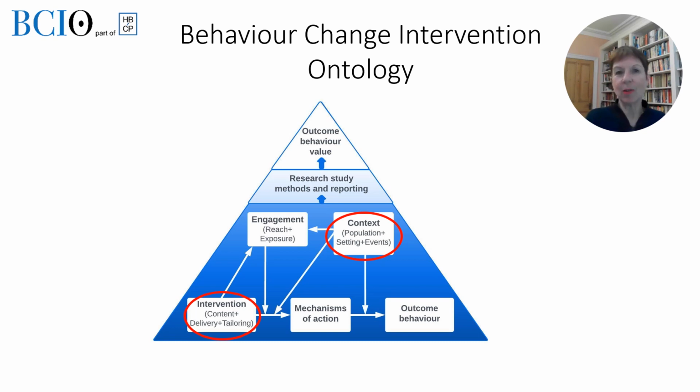Here is the triangle version of the behaviour change intervention ontology. And what I want you to focus on here is the intervention that is circled in red on the bottom left-hand side, which is made up of content, delivery and tailoring, and also the context above it on the right-hand side, which is made up of population and setting and events.